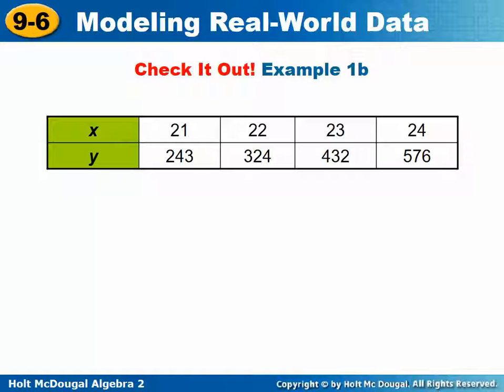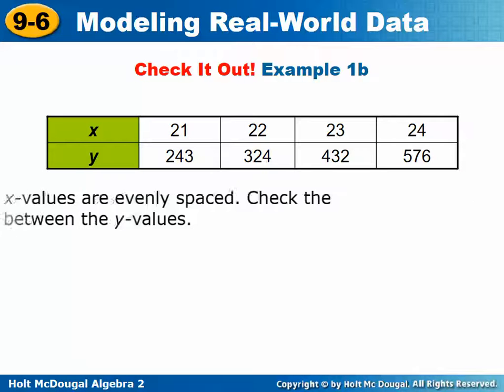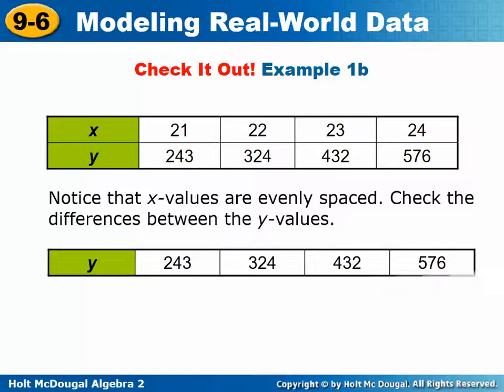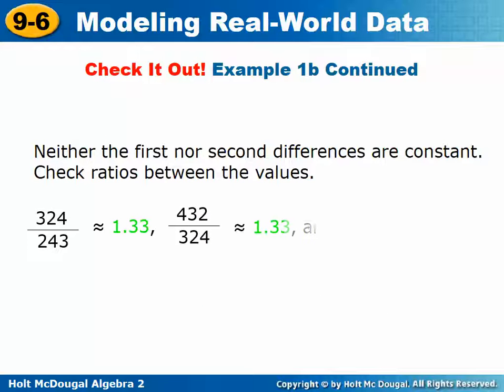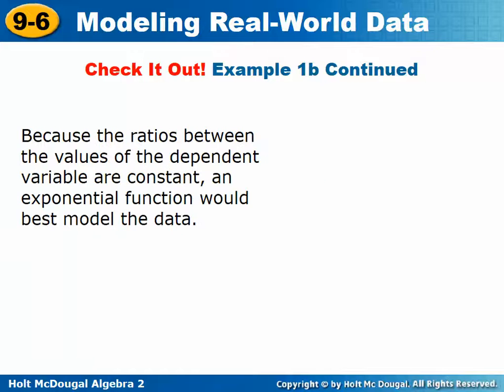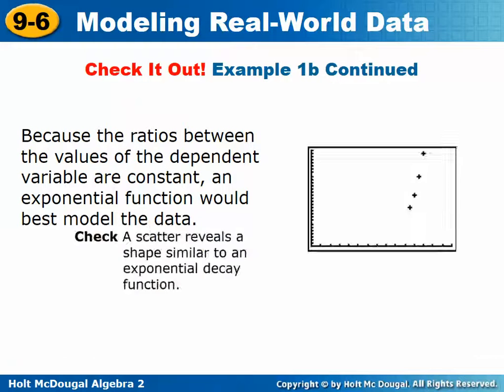Okay, here's one more example. X values are increasing at a constant rate. The y values, let's check the first differences, not the same. Second difference is not the same. So then we move to checking the ratios, the 324 over 243, and the 432 over the 324, and the 576 over the 432. And they're all equal to the same decimal number, 1.333. So therefore, this is the exponential function.